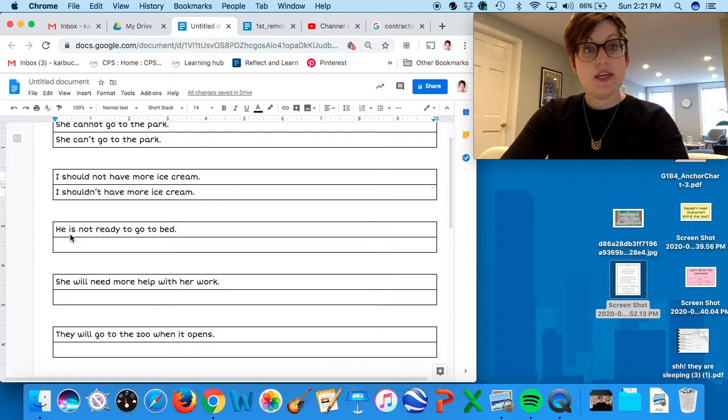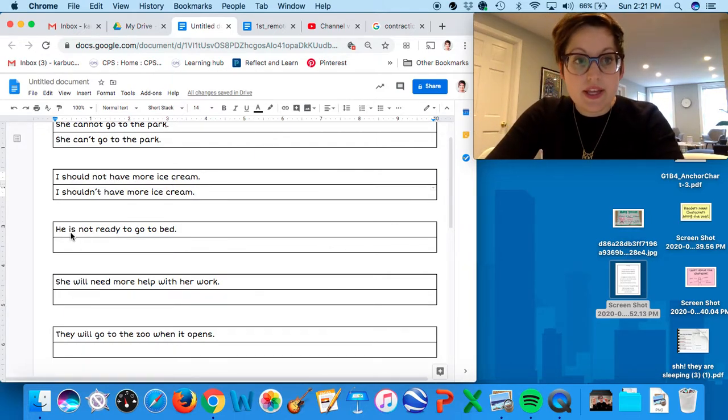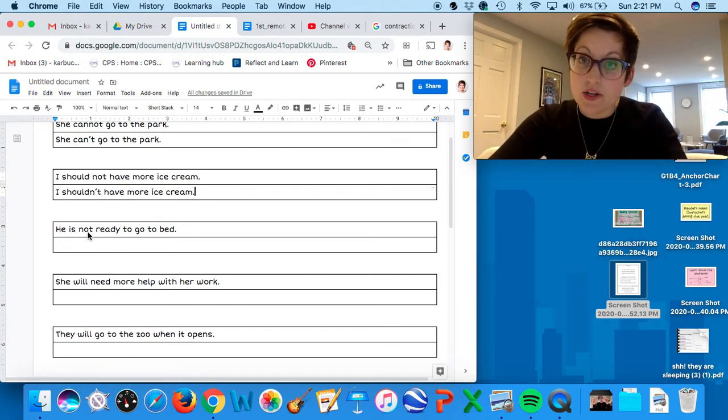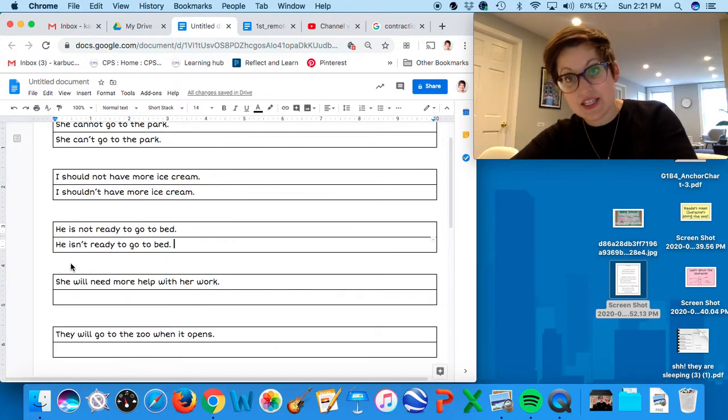The next one, he is not ready to go to bed. So the word is not can be made into one word. So he, and remember the N needs to go next to the I, isn't ready to go to bed. So is not becomes isn't.